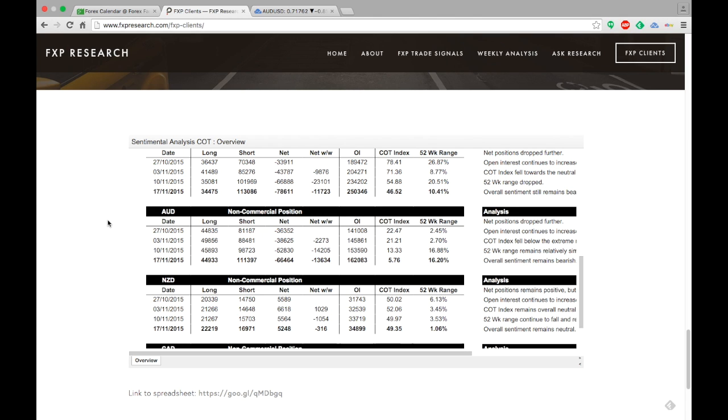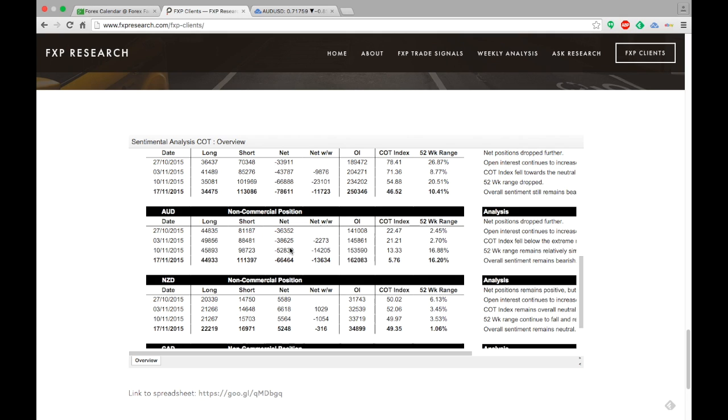non-commercial positions. Basically, this COT report will be released on a weekly basis, and you have long, short, and net positions. That simply means how many long positions are in the market, how many short positions are in the market, and the net is simply the difference between the long positions and the short positions.